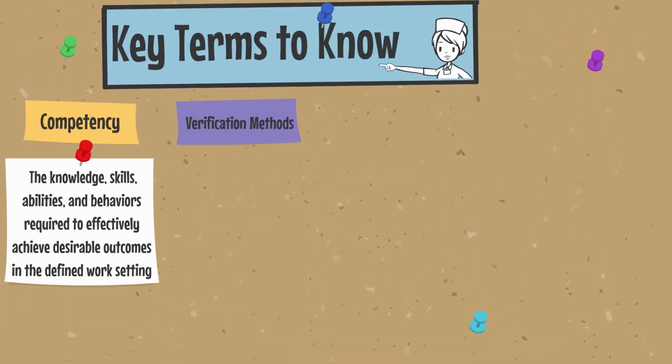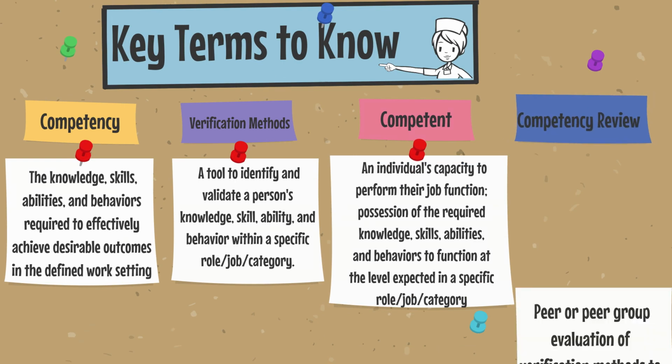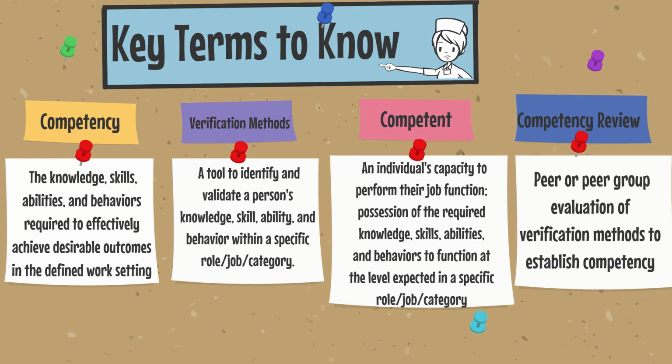We are going to start off by defining some key terms. A competency is the knowledge, skills, abilities, and behaviors required to effectively achieve desirable outcomes in the defined work setting. Verification methods are tools to identify and validate a person's knowledge, skill, ability, and behavior within a specific role, job, or category. Competent is an individual's capacity to perform their job function, possession of the required knowledge, skills, abilities, and behaviors to function at the level expected in a specific role, job, or category. A competency review is a peer or peer group evaluation of verification methods to establish competency.